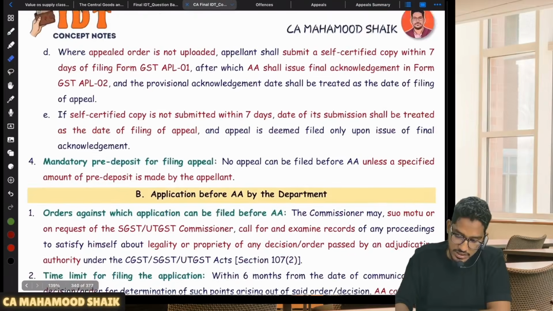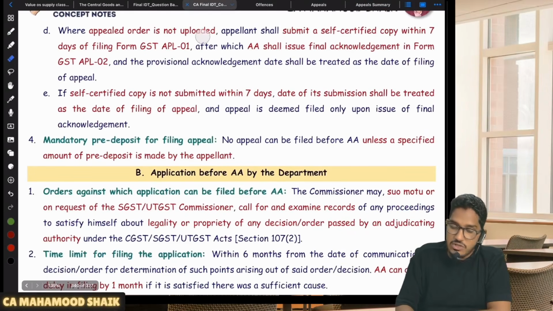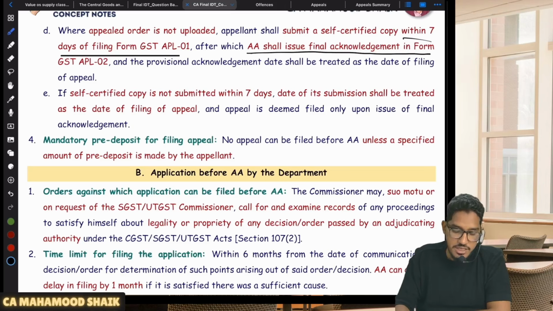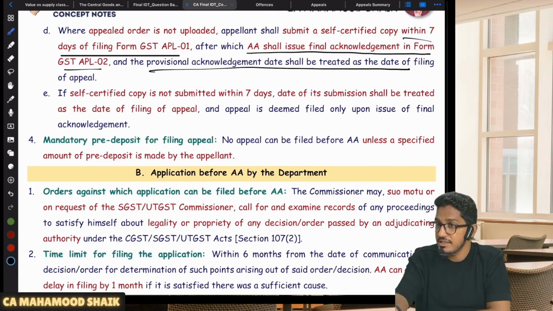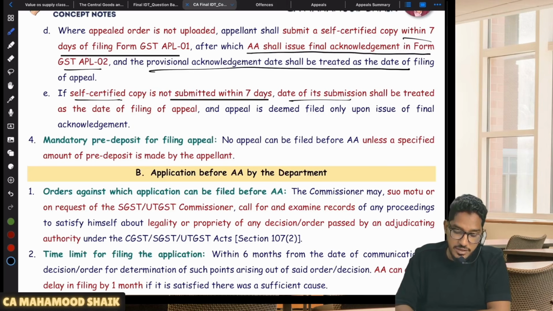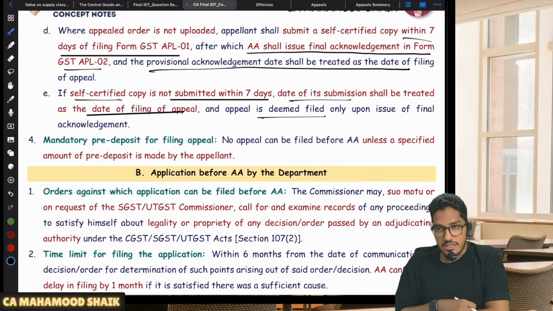Then if you come to the next point, where the appealed order is not uploaded, the appellant shall submit a self-certified copy within 7 days of filing the form GST APL 01, after which the AA will issue the final acknowledgement in form GST APL 02, and the provisional acknowledgement date shall be treated as the date of filing when you submit within 7 days. If the self-certified copy is not submitted within 7 days, the date of its submission shall be treated as the date of filing of the appeal, and the appeal is deemed filed only upon issuance of the final acknowledgement. That's what I have tried to cover in the chart.